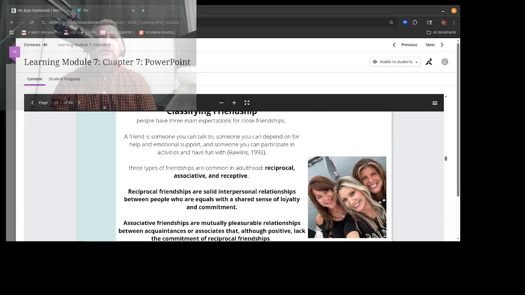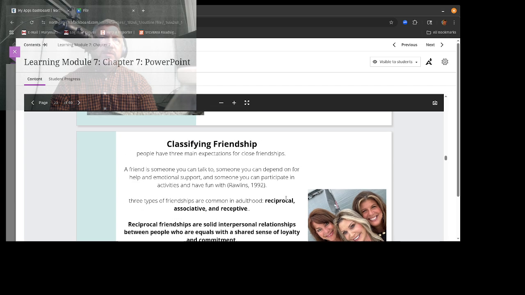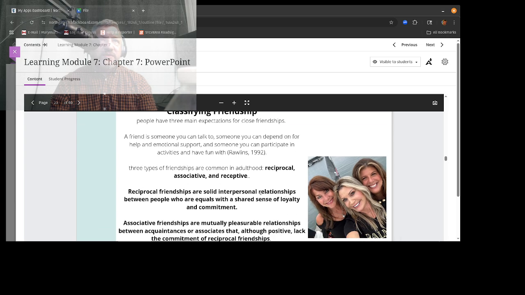So the three main categories of friendship, or expectations of friendship, we'll talk about here in a moment. A friend, I want to look at that quote, though, from Rawlings. A friend is someone you can talk to, someone you can depend on for help and emotional support, and someone you can participate in activities and have fun with. Just as that photo shows.